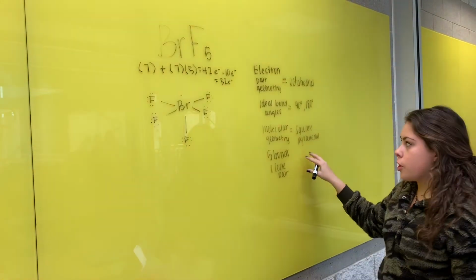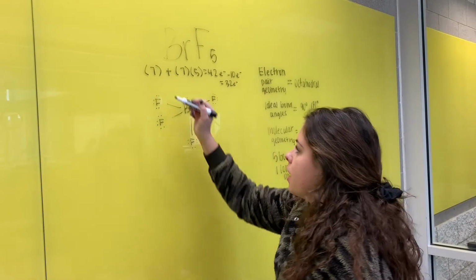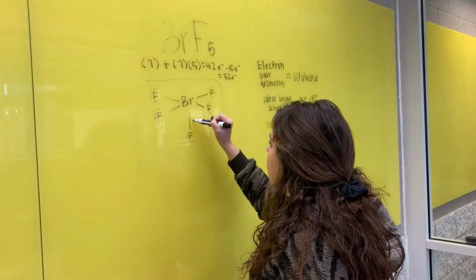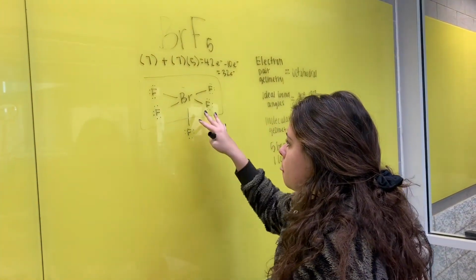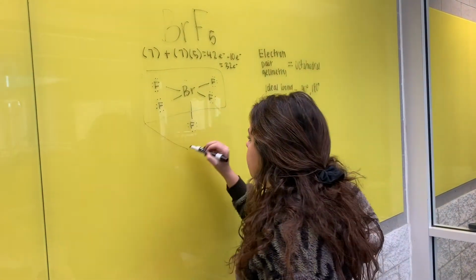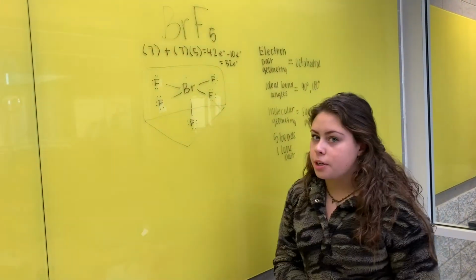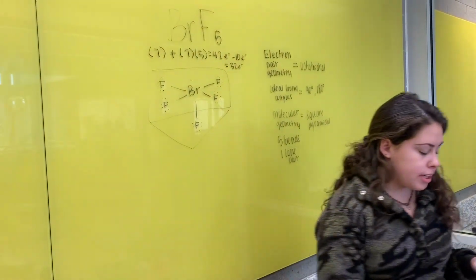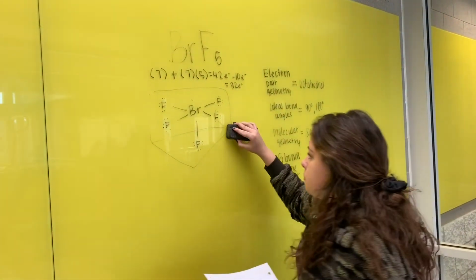And you might be wondering why. If you connect all of these fluorine atoms right here by a square, it makes a square. And then you can connect this square to this fluorine, which makes it a pyramid. So this is why it's square pyramidal. But I'm going to erase that so we can do polarity.